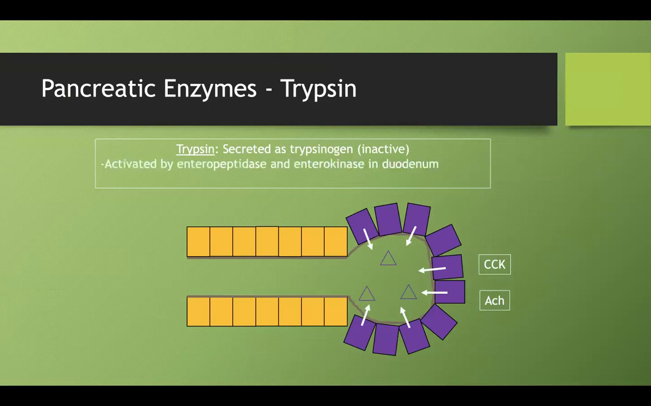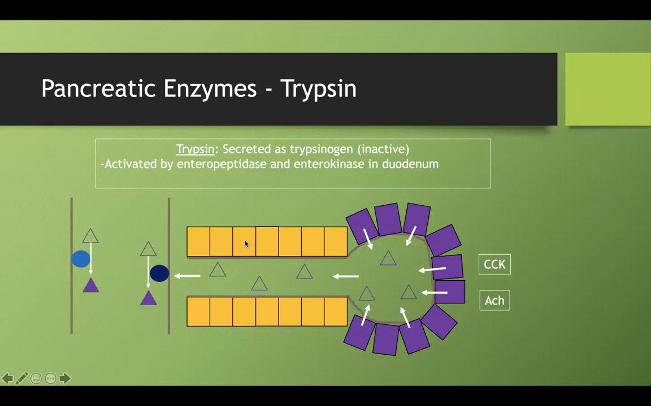So they actually have to travel down to the duodenum. So here they come, and now they're in the duodenum. And once in the duodenum, there's other enzymes, such as enteropeptidase and enterokinase, that can activate trypsinogen into trypsin. And once you have trypsin activated, trypsin can activate a ton of other proteases.